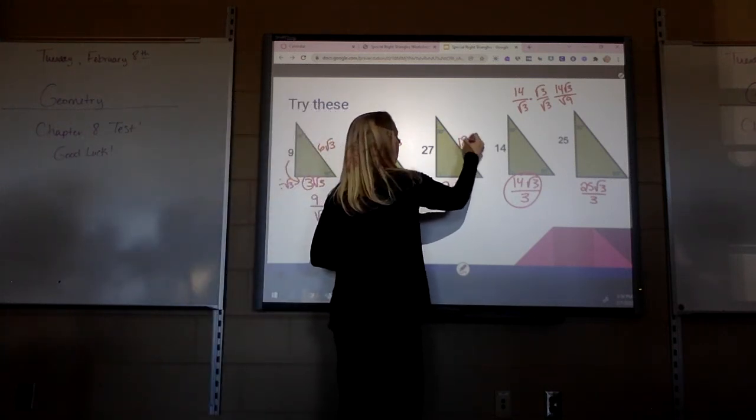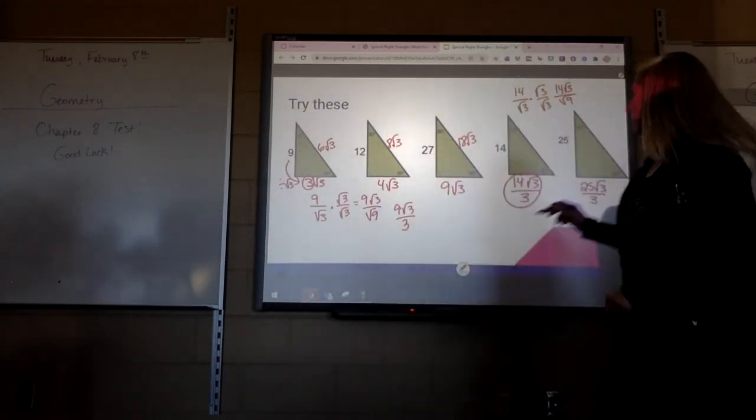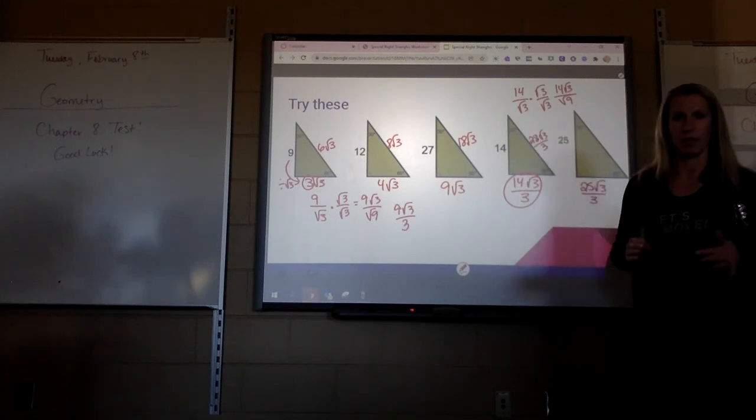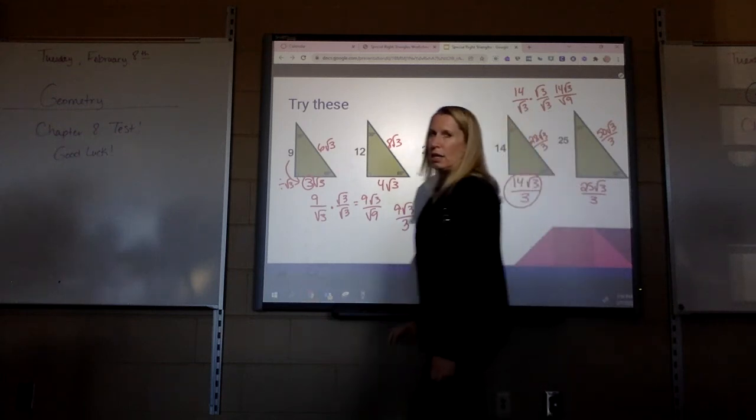9 times 2 is 18, 18 radical 3. Again, take that whole number times 2. So 14 times 2 is 28, but it's radical 3 over 3. So make sure you take the rest of it. 25 times 2 is 50, 50 radical 3 over 3.